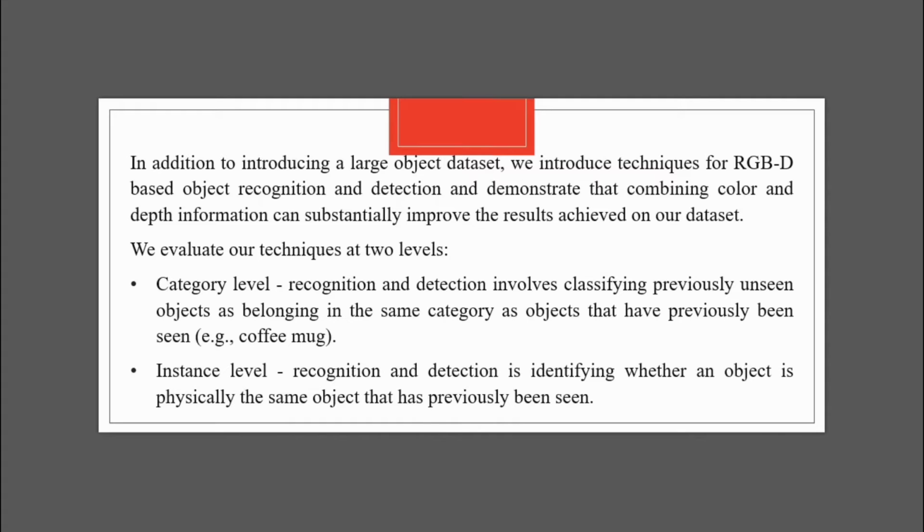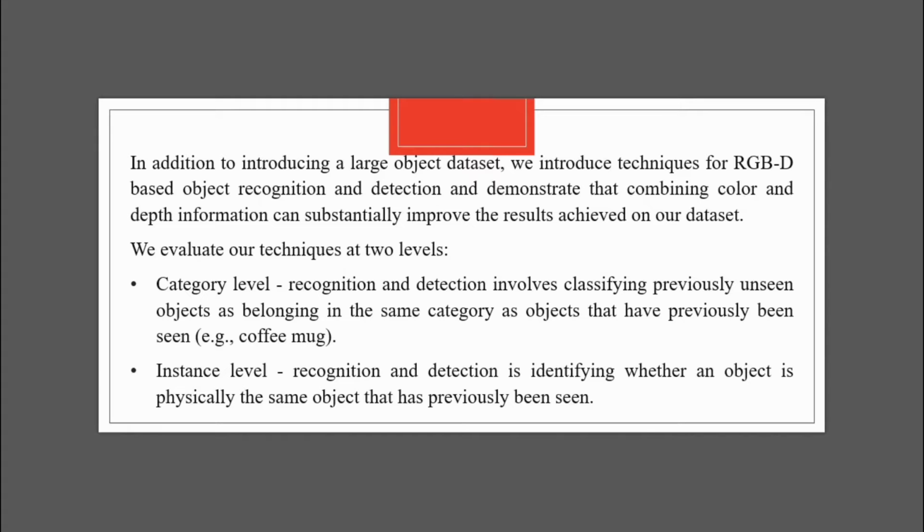In addition to introducing a large object dataset, we introduce techniques for RGB-D-based object recognition and detection and demonstrate that combining color and depth information can substantially improve the results achieved on our dataset. We evaluate our techniques at 2 levels. First, category level recognition and detection involves classifying previously unseen objects as belonging in the same category as objects that have previously been seen, for example, coffee mug. Second, instance level recognition and detection is identifying whether an object is physically the same object that has previously been seen.